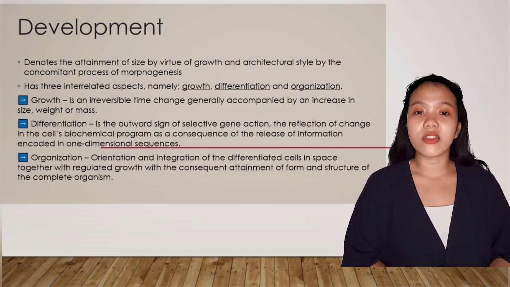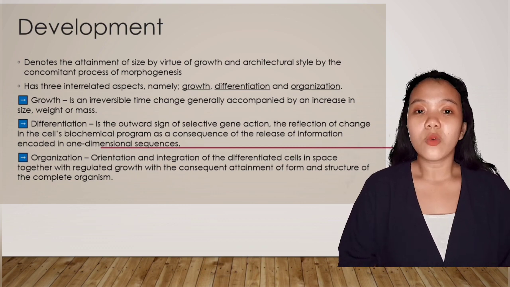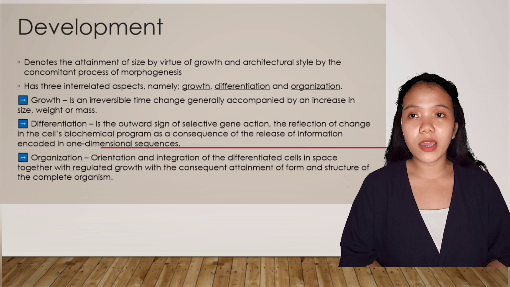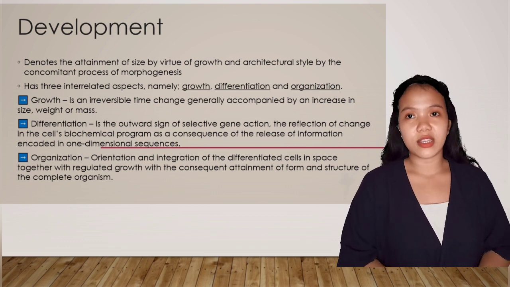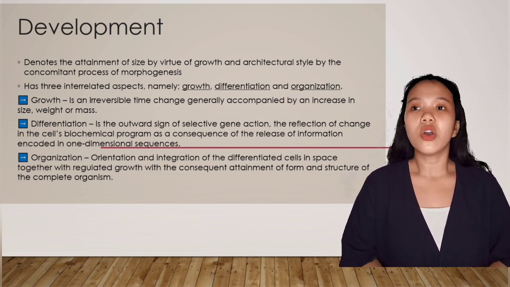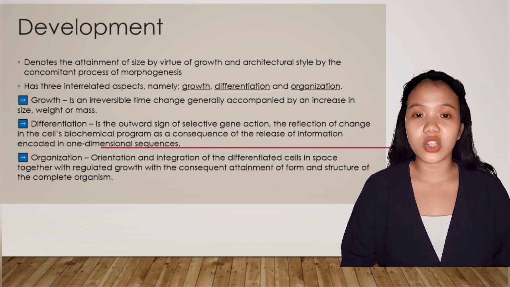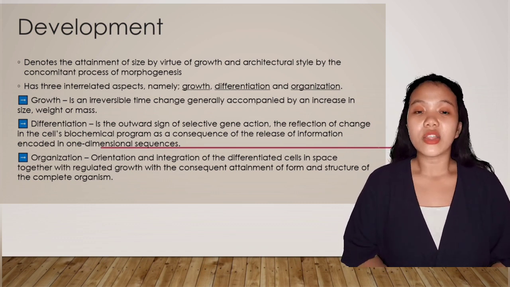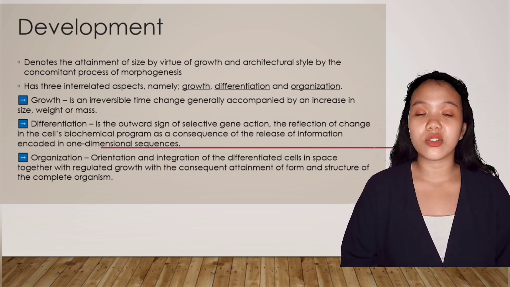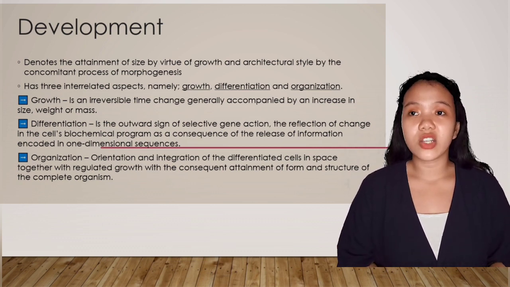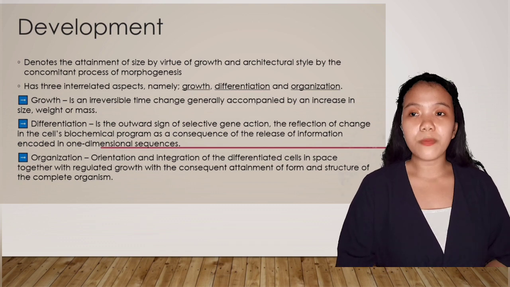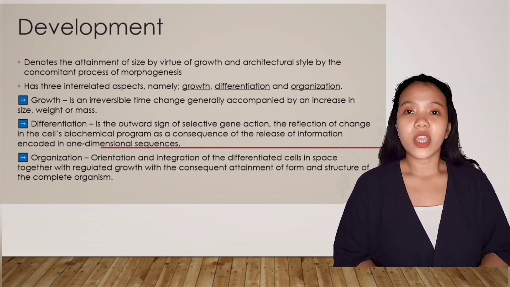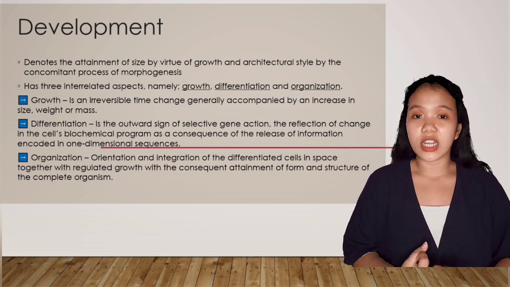So it is naturally associated with morphogenesis, which is a biological process that causes a tissue or organ to develop its shape. So morphogenesis is the biological process that causes the tissue and organ to develop its desired shape. So development has three aspects, namely growth, differentiation, and organization.